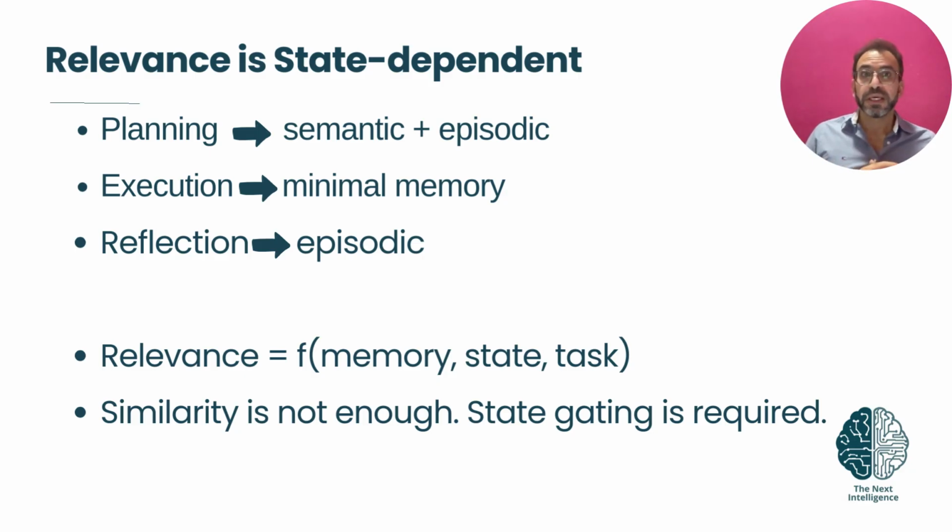For example, in planning mode, semantic and episodic memory are useful. Both are relevant to the agent to perform its task.